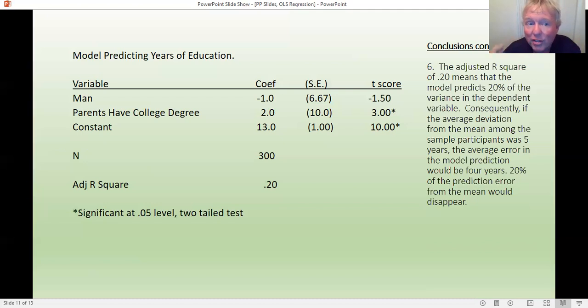But when you know these variables, these independent variables, you know gender, you know whether the parents have a college degree, your prediction gets better. In this case, in this model, those two variables allow our prediction to get 20% better. So our prediction error is 20% better than it would be if we didn't have the model at all.